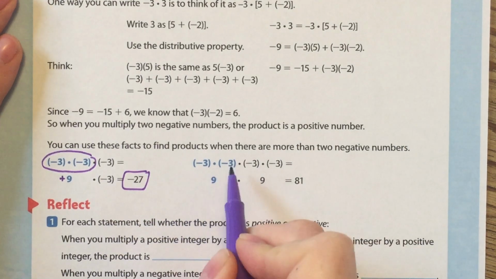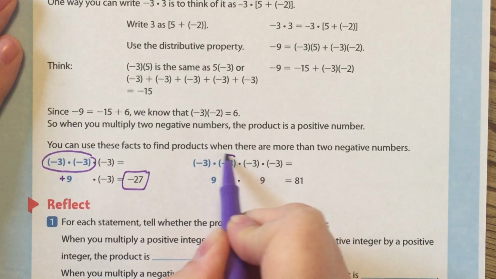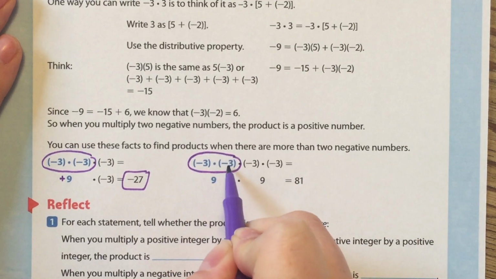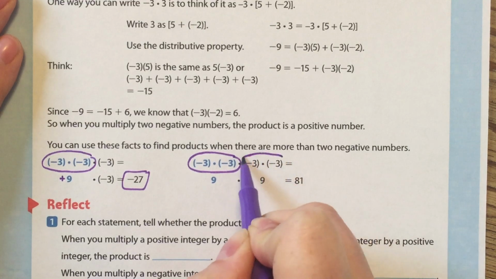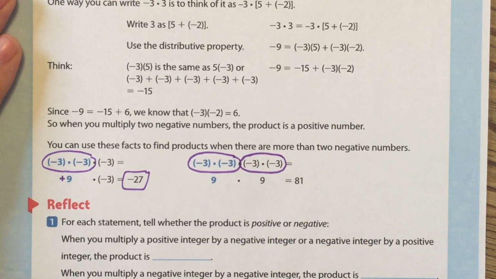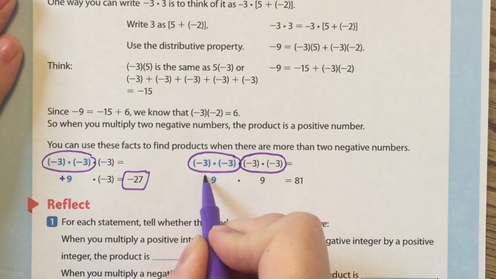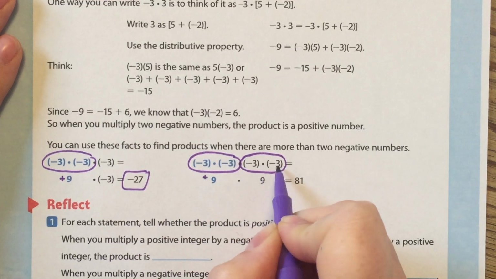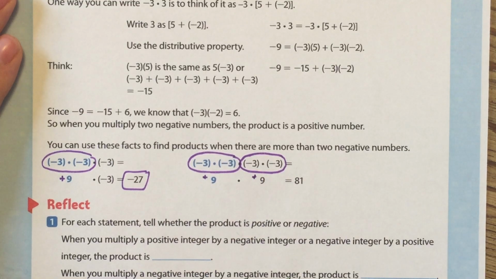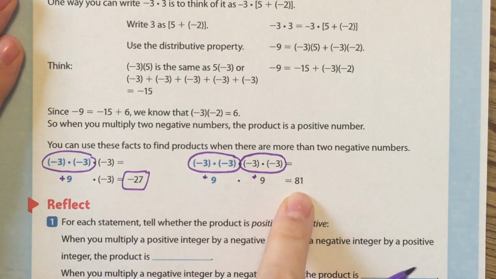Another example is multiplying four things together: negative 3 times negative 3 times negative 3 times negative 3. You can group together two negative numbers and multiply them. Negative 3 times negative 3 is positive 9. Here's another negative 3 times negative 3, another positive 9. And 9 times 9 is 81.